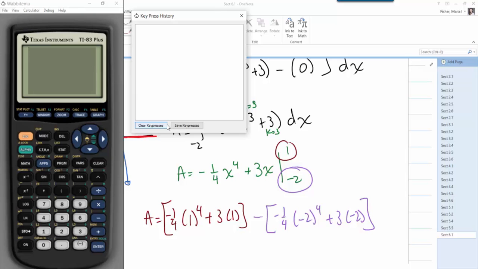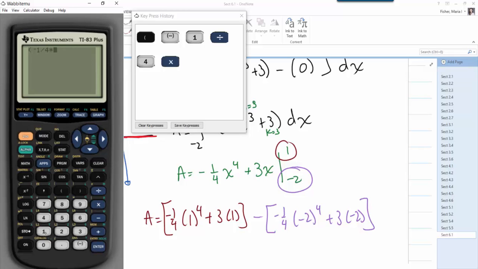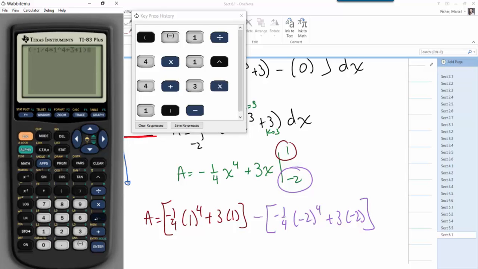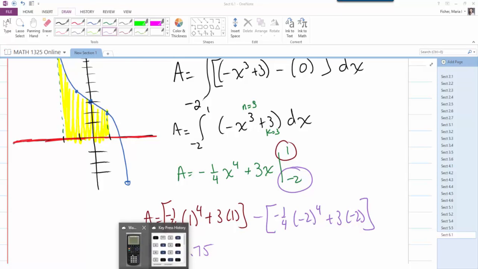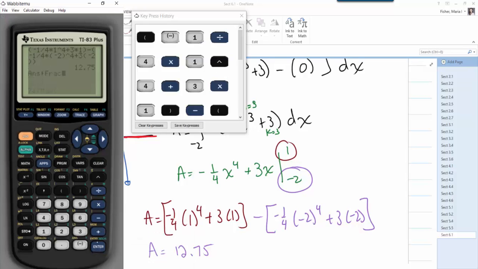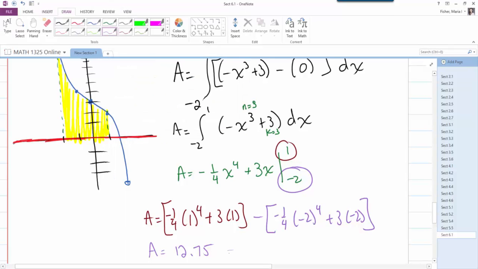So let's plug it into a calculator. So we're going to do negative 1/4 times 1 to the 4th plus 3 times 1. All that subtracted from negative 1/4 times negative 2 to the 4th plus 3 times negative 2. Hit enter and I get 12.75. So my area is equal to 12.75, or as a fraction, we're looking at 51/4.